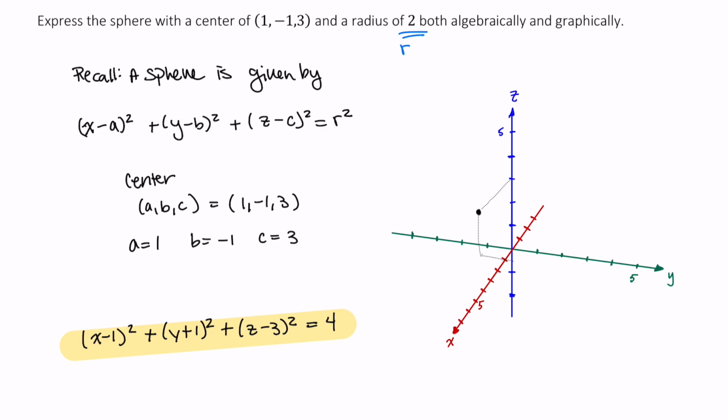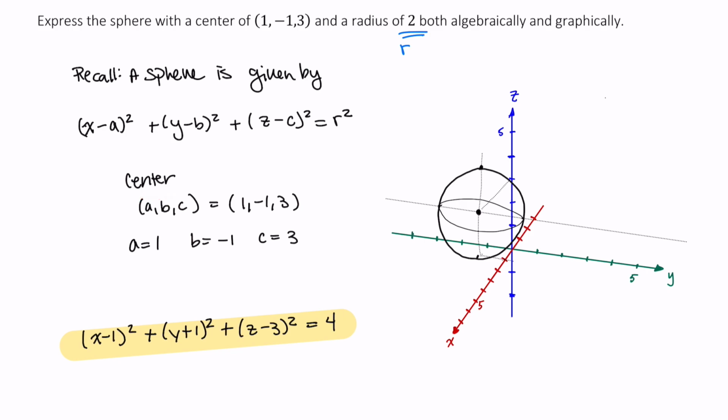Now its radius is 2, so I can go out 2 on either side, going out 2 along the y-axis. To make this a little easier, I'm going to sketch this line, which is parallel to the y-axis. Now that I have that line, I'll estimate and go 2 units out on both sides, and that would look like this. And then I can do the same along the z-axis, 2 units up and 2 units down. There we are. So there's our sphere.